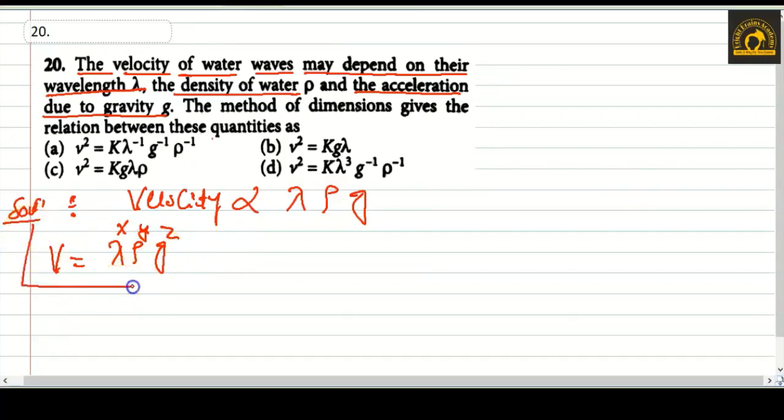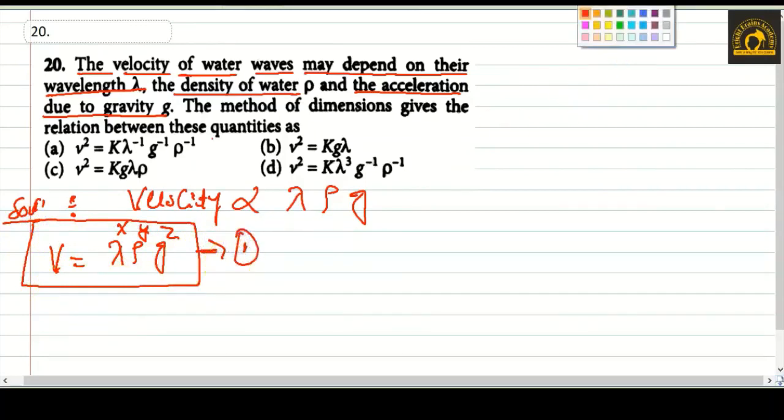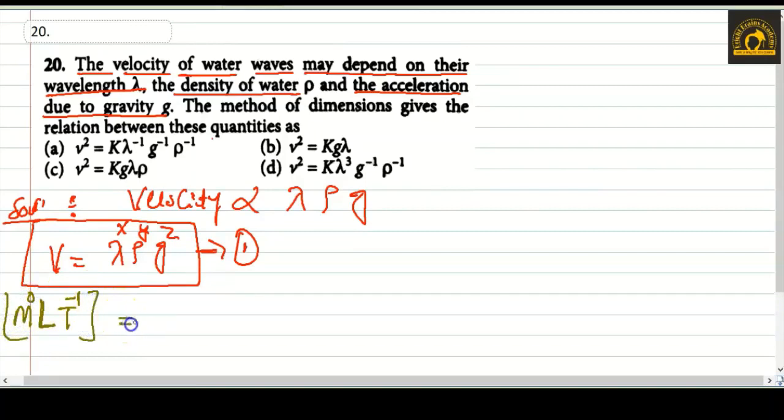Okay, so this is the equation. So the dimensional formula for velocity. What is the dimensional formula for velocity? The dimensional formula for velocity is meter per second. So that is M to the power of 0 L T to the power of minus 1, is equal to wavelength. The wavelength dimensional formula is L. So L to the power of x.